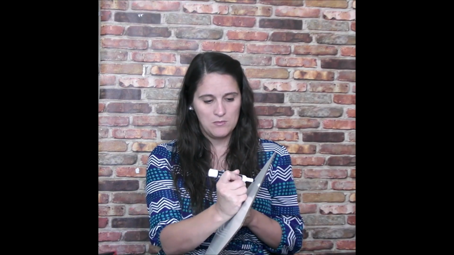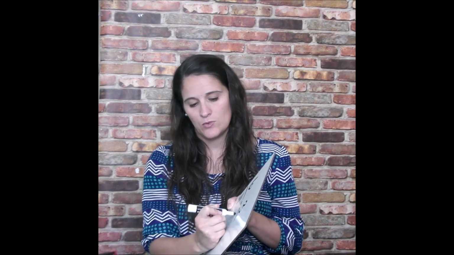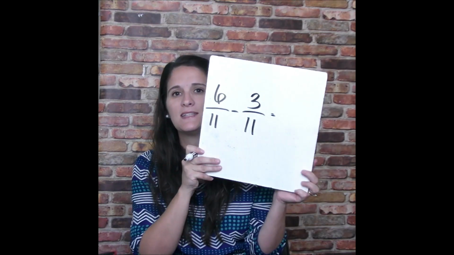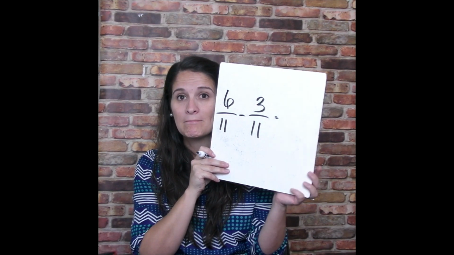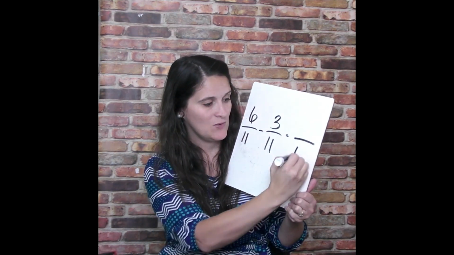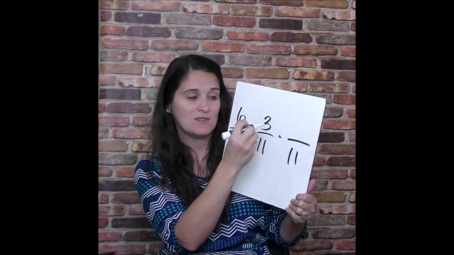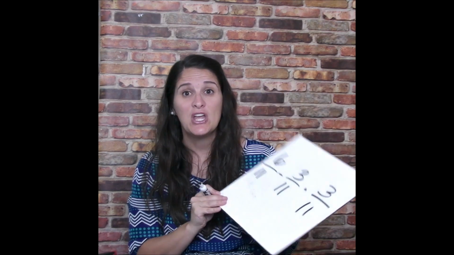So let's do one more. Let's do 6/11 minus 3/11. What would you get? Denominators are the same, so it stays. 6 minus 3 gives me 3. You get 3/11. You can do these with any numbers. Make sure that the highest numerator is always the one that goes first, so that you don't get negative numbers. We're not working with that yet.